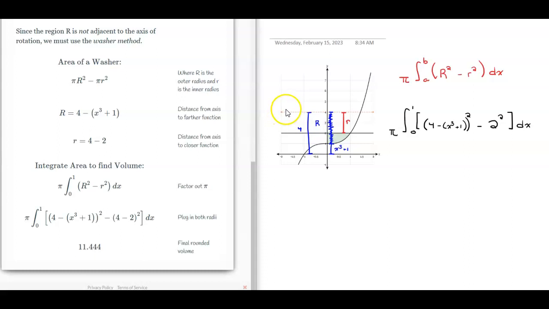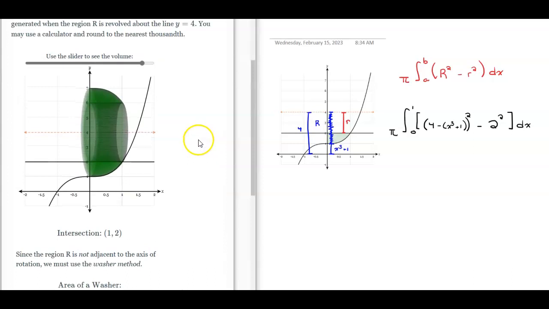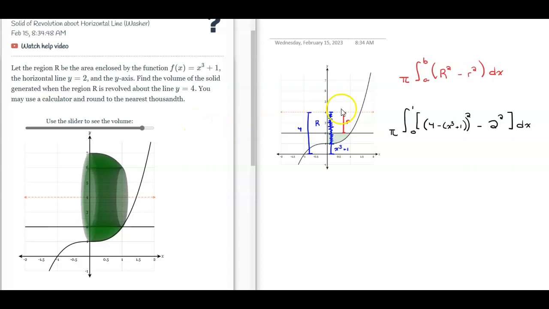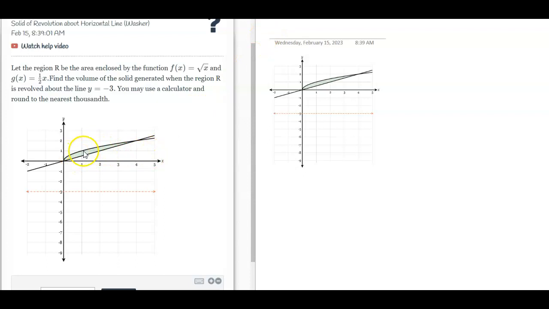All right, so I'm going to go ahead and show just one more example. If you're like, okay, yeah, I got it, feel free to stop the video. I'm going to do one more example, one that I think is a little bit easier, and that is when we are revolving around something that is lower than the x-axis. All right, last example. Here is our region R. We are revolving around the horizontal line, y equals negative 3.